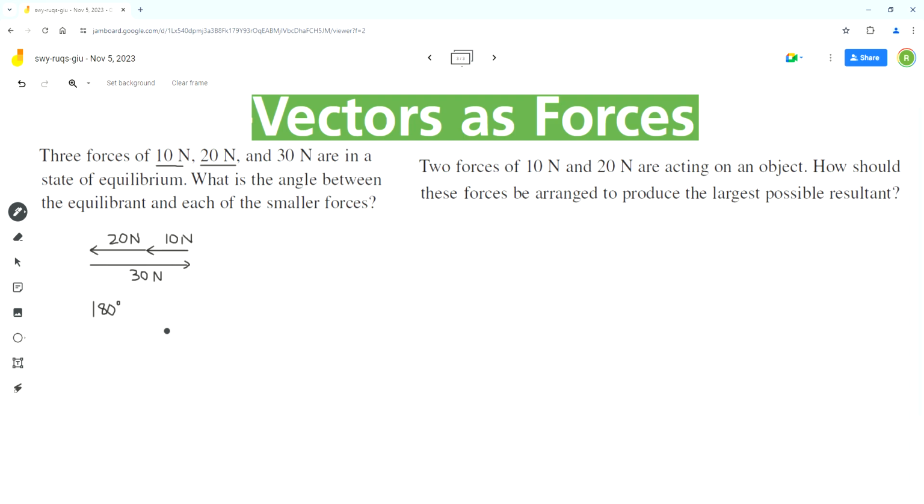So that's a very important concept you need to understand and memorize to answer this type of problem. So we are done with the first problem. Now we can analyze the second problem.